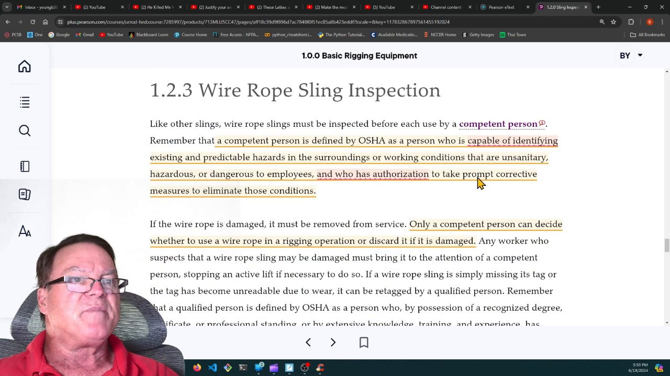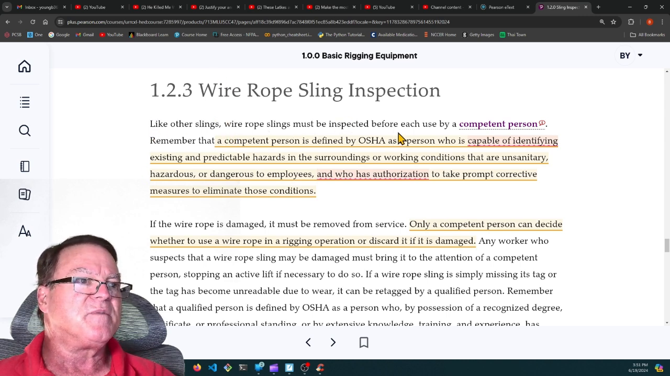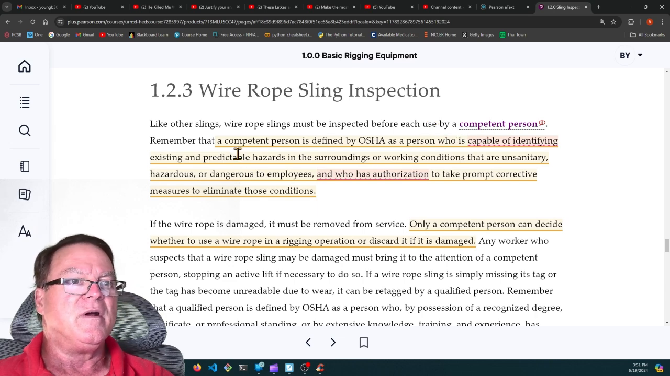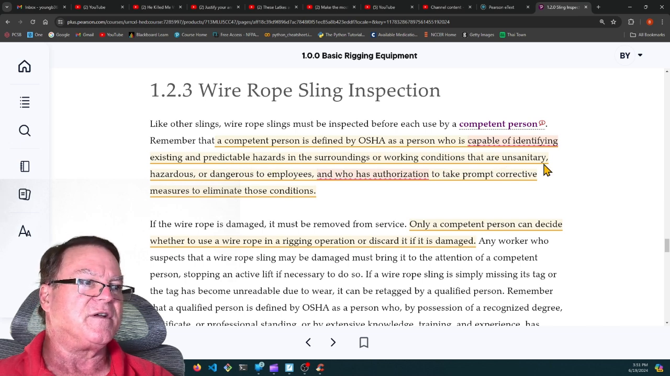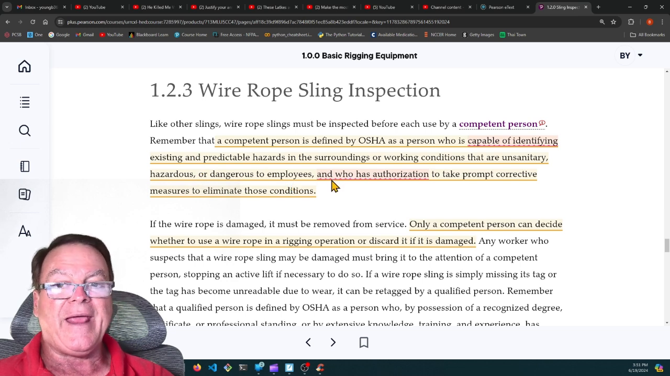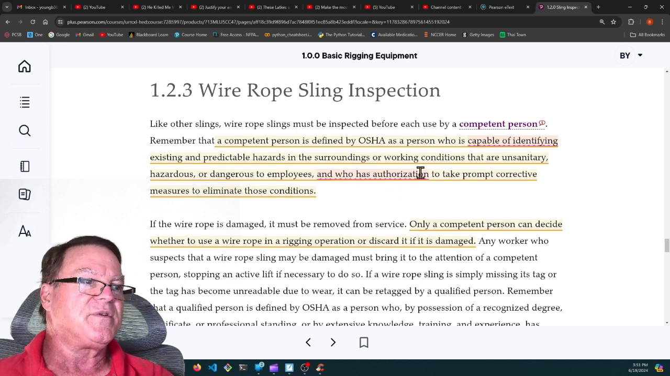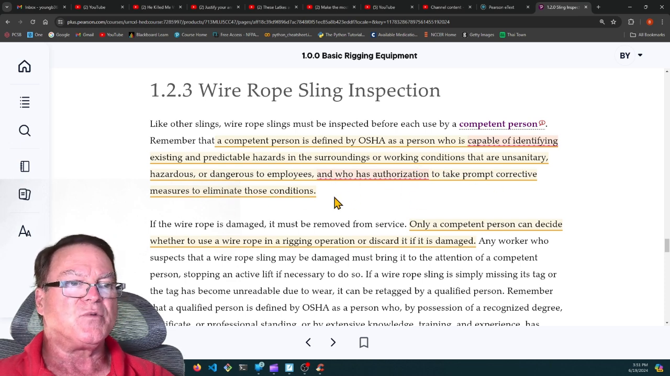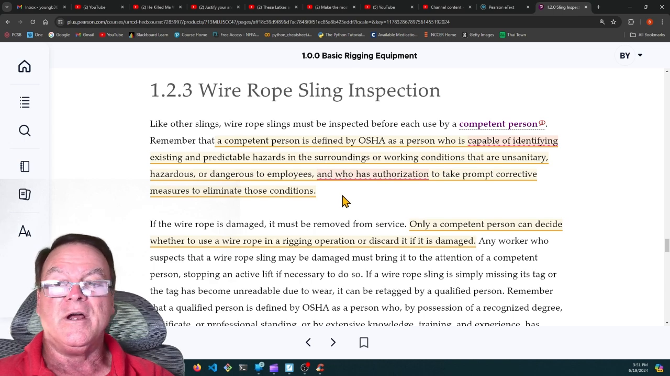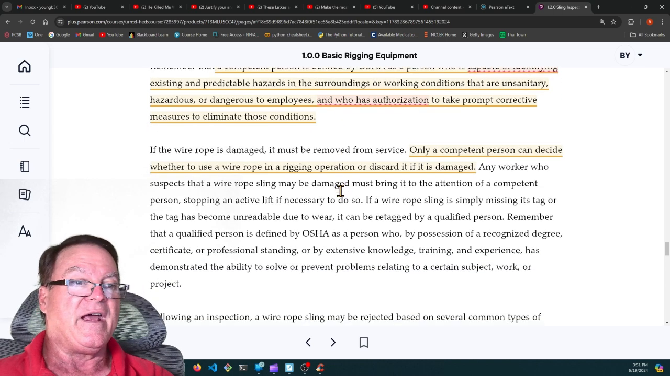Wire rope sling inspection. It says, like other slings, wire rope slings must be inspected before each use by a competent person. Remember, a competent person is defined by OSHA as a person who is capable of identifying existing and predictable hazards in the surroundings or working conditions that are unsanitary, hazardous, or dangerous to employees. And there's that word and who has the authorization to take prompt corrective measures to eliminate those conditions or to shut down the job. They have the authority.